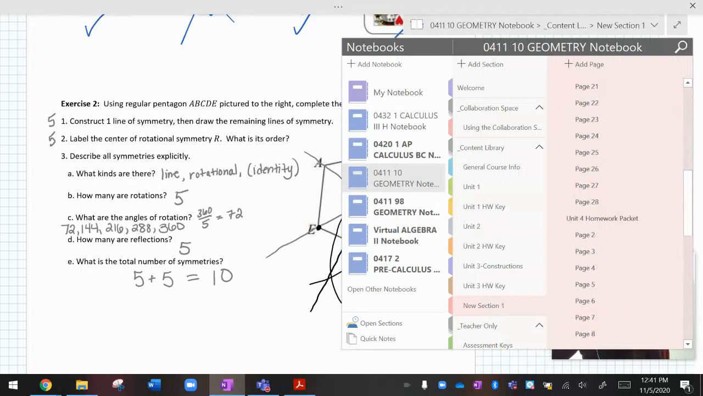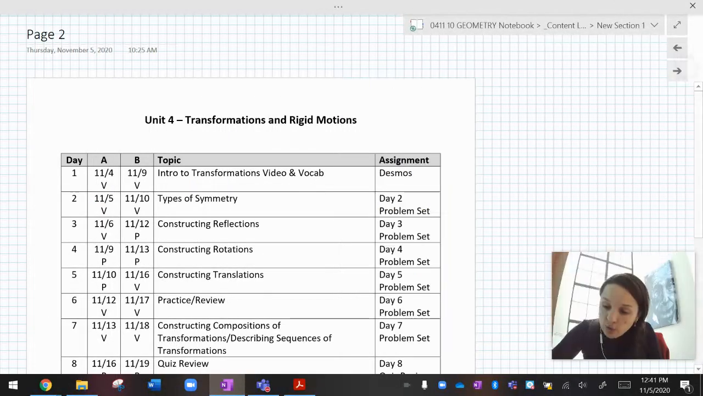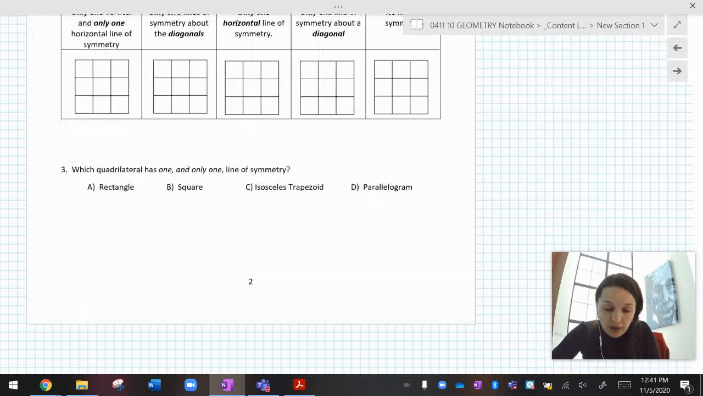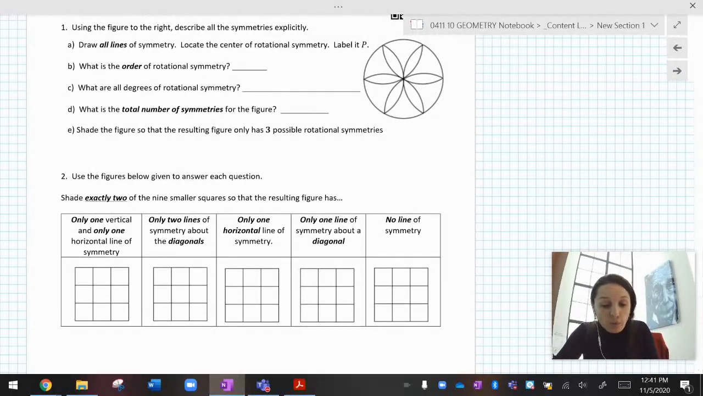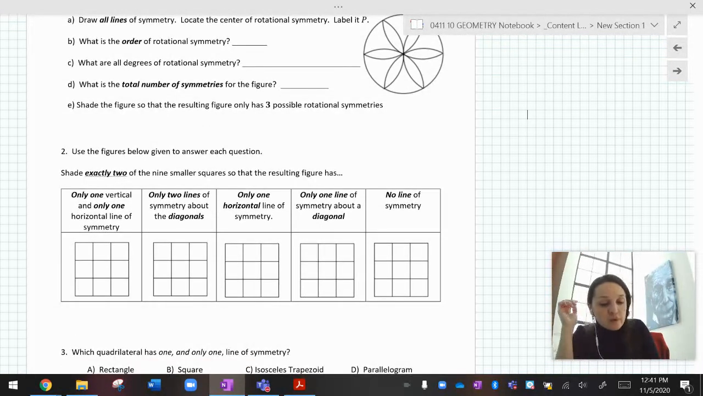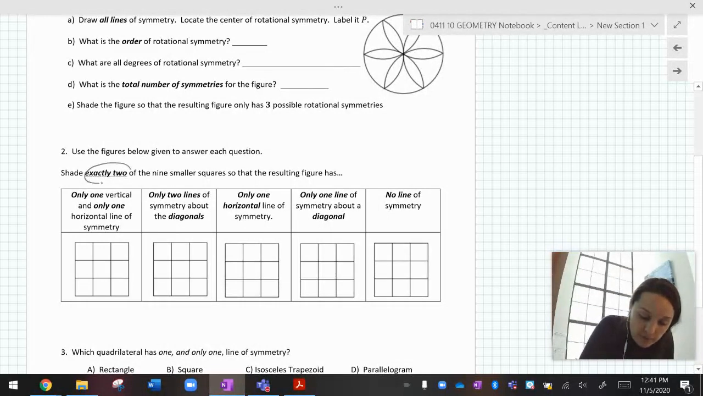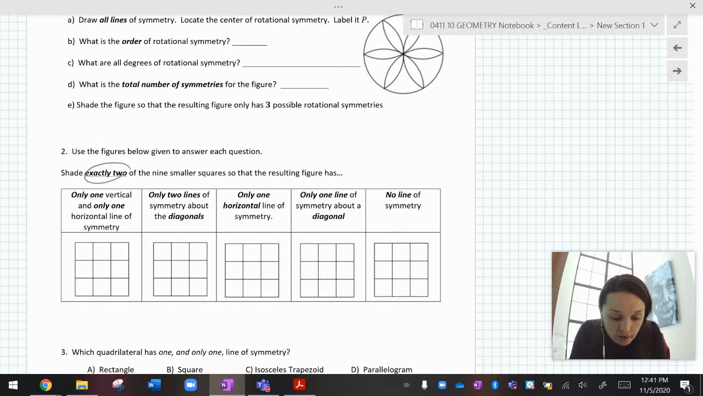I believe that I have it here. Your day 2 homework in the homework packet starts on page 2. I think the most fun question in this whole packet is right on this page, number 2. You are asked to shade so that when you fold this, it folds along a certain diagonal and lines up. So what you're going to do in number 2 is shade 2 of the squares so that something has a certain kind of symmetry. So this says shade so that there is one and only one vertical and horizontal line of symmetry.